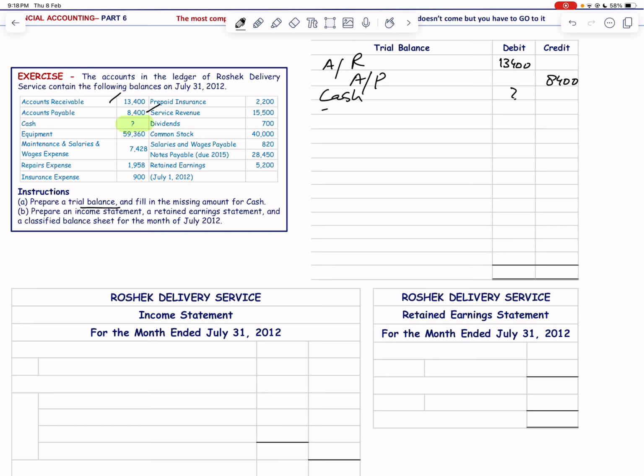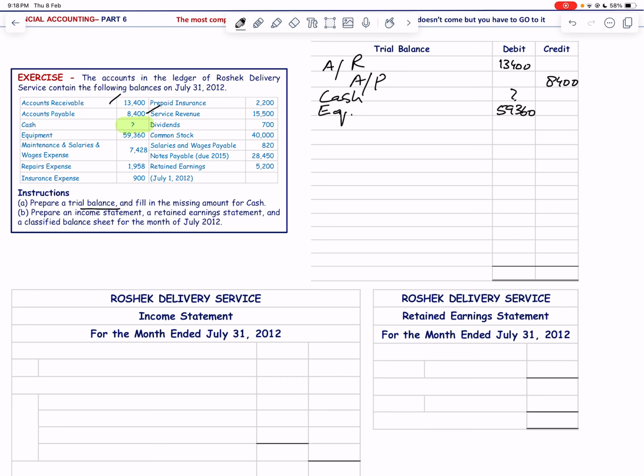Equipment is 59,360. Then we have debit, obviously, maintenance and salaries and wages expense. So maintenance and salaries and wages expense 7,428. And then we have repair expense 1,958. Insurance expense is 900. Prepaid insurance is 2,200. Prepaid insurance is an asset.